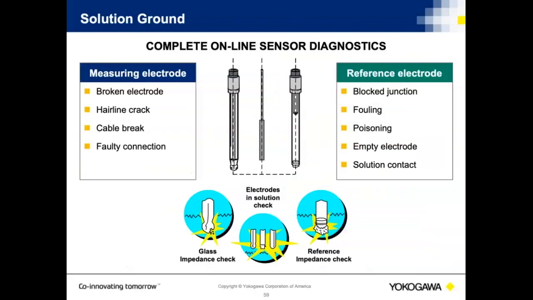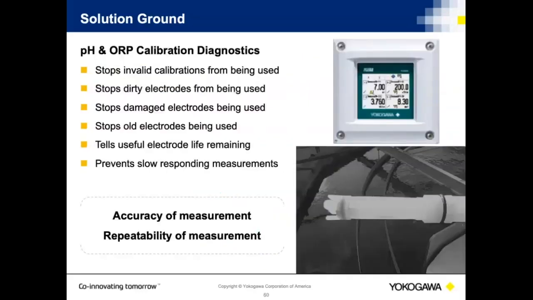The key is it tells me things like, do I have broken glass? Do I have a hairline crack? Do I have cable breakage? Do I have a faulty connection? On the reference side, it tells me if I've got a blocked junction. If the junction's being blocked over, the resistance will go up. If the resistance goes up, I can measure that and alarm off of that fact. So it gives me the ability to determine what's happening with my electrode sets.